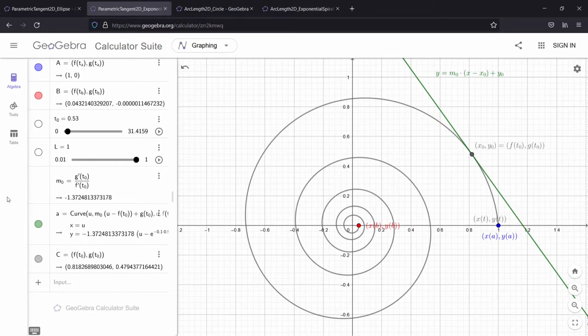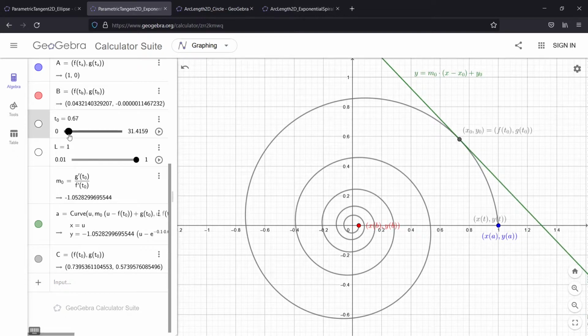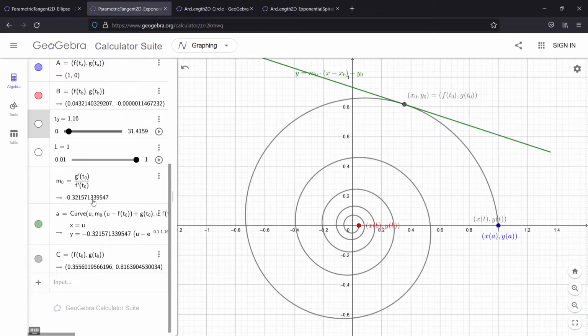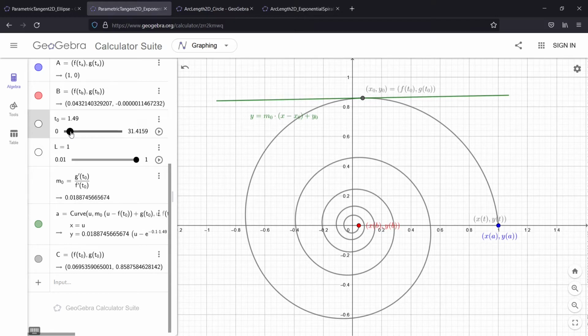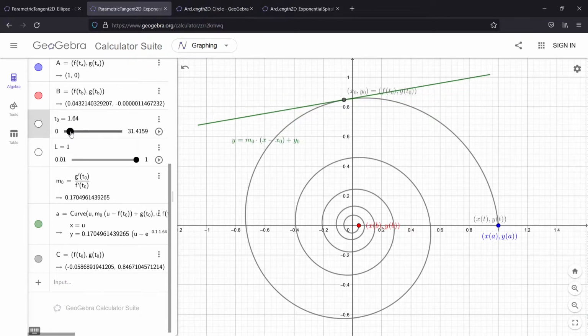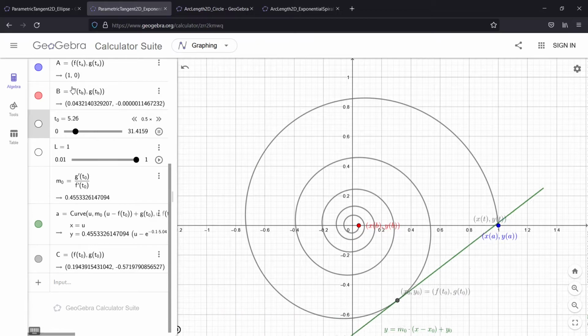The slope of this tangent line is exactly m naught, which is g prime at the point over f prime. So here it's about negative 1.372, but just like before, if we move the point around the curve, we change the point where the curve is, and this value of the slope is changing. This becomes negative 0.321, and as t gets larger and larger, we get to a point where we're right here, where it's almost 0, and then the slope becomes positive. And you can kind of watch this go around.